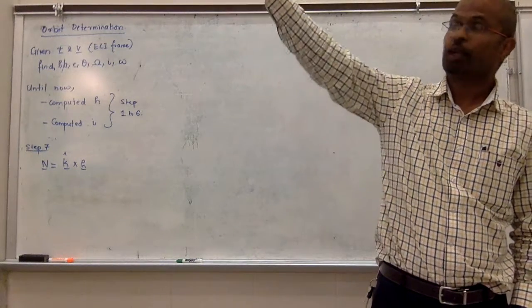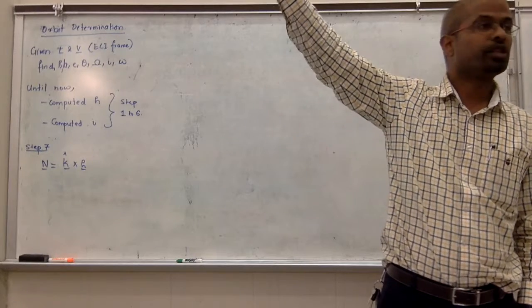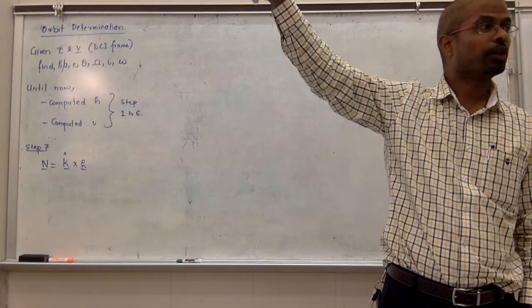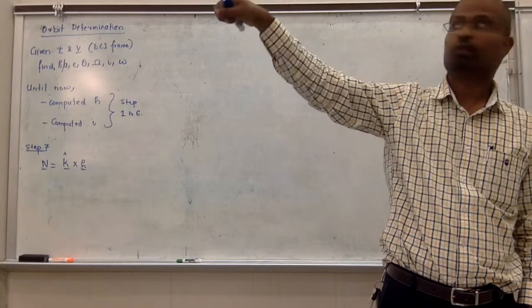Now, if you have perpendiculars to these planes, what is Z? Z is the perpendicular to the equatorial plane. What is H?